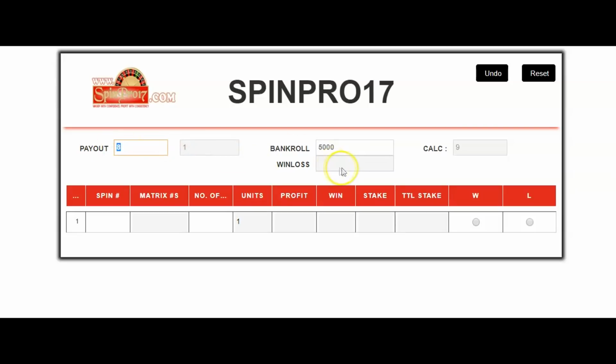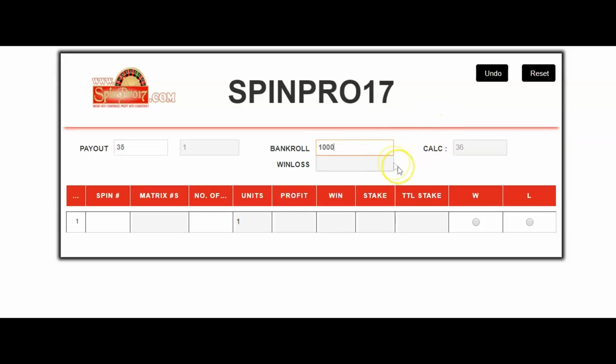Let's just say we'll use this input that I have right now. I put in a payout of 8, as the odds is 8 to 1, when you should use, obviously, 35 to 1. And let's say you had a bankroll of 1,000 units.